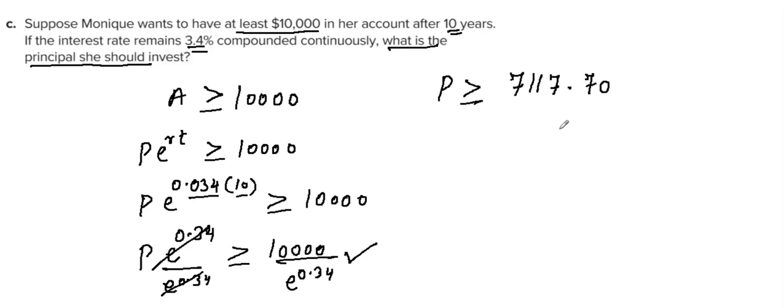7,117.70. So this is the answer: she needs to invest at least 7,117 so that after 10 years it will become 10,000, by applying the rate of interest, and time is 10 years. So this is the C part. The same way we can do question number 41. Still we are on FRQ 1.